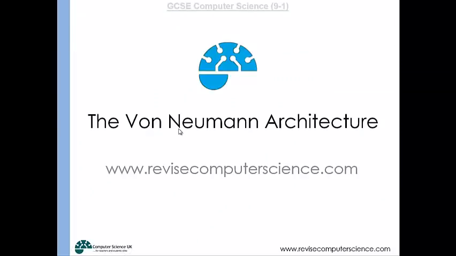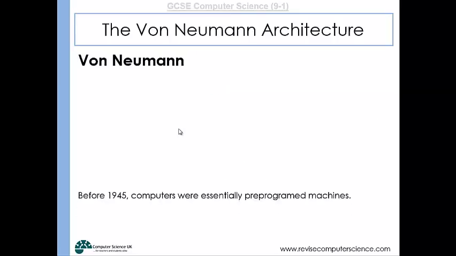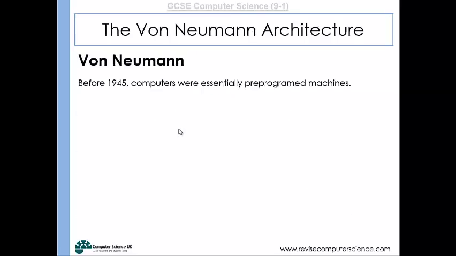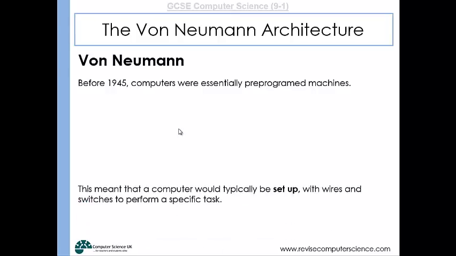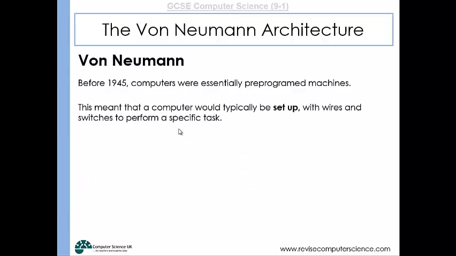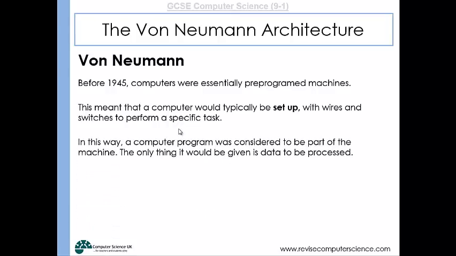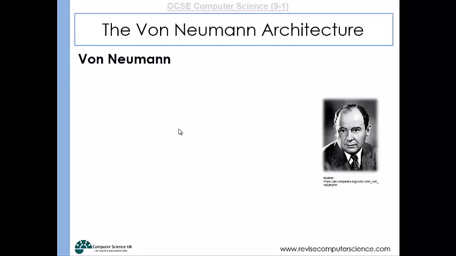In this video we will take a look at the von Neumann architecture. Before 1945, computers were essentially machines that had been pre-programmed to perform a particular task. You would set up its wires and its switches, and it would perform a task. If you wanted a machine to do another task, you would have to set it up slightly differently. In that way, the program was considered to be part of the machine. The only thing you would give it was data to process.